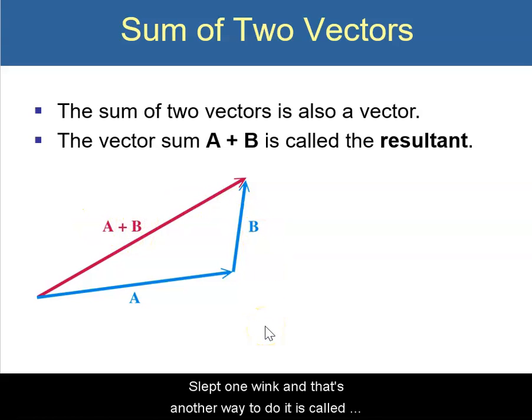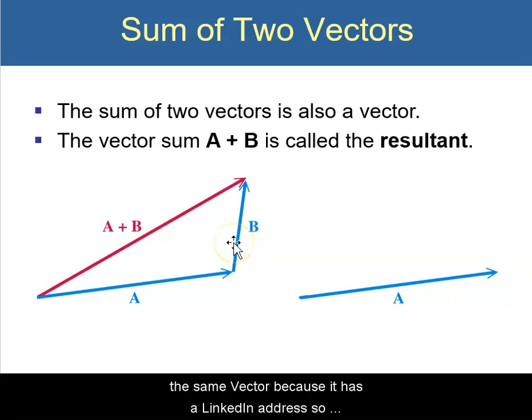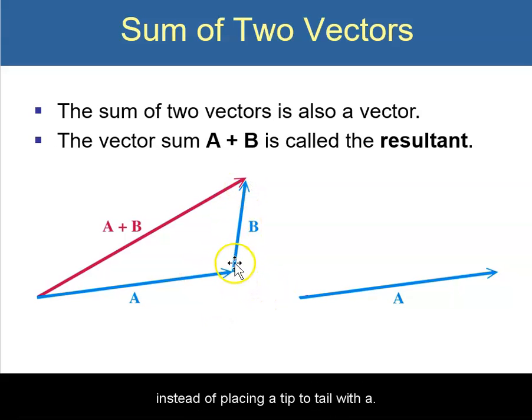So that's one way to do this, okay? That's again called the tip to tail method. Another way to do it is called the parallelogram method, right? And so what you do is, again, like I said, it doesn't matter where I place B because B is always the same vector because it has a length and a direction. So instead of placing it tip to tail with A, I put the two initial points together, okay? So they have the same initial point.